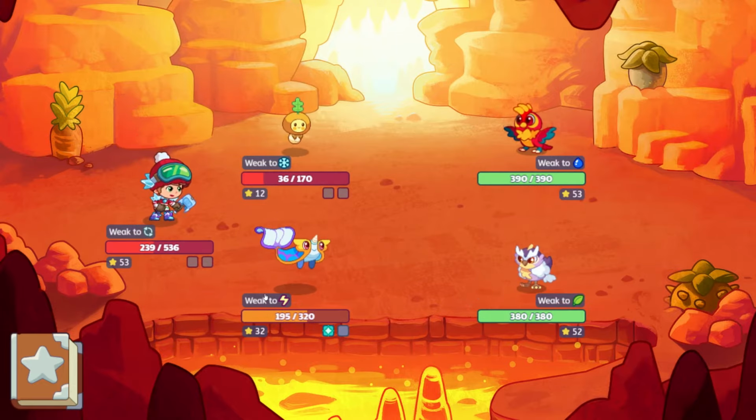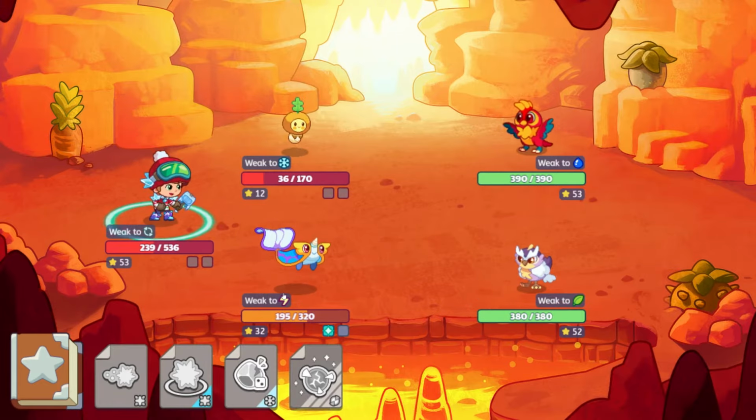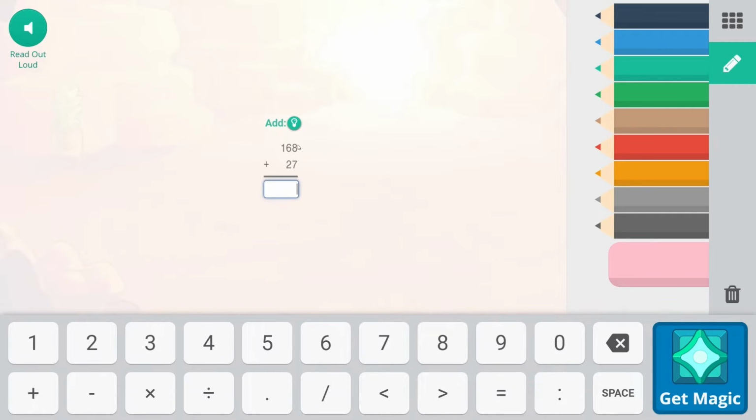Nice hit there. Alright, so we are regrouping here. This is going to be just our ones place though. So 8 plus 7, that is going to be 15. So you have to regroup that into the tens place, and then 60 plus 20 is 80, plus 1 is 9, plus 10 is 90, and so 195 is going to be our answer.